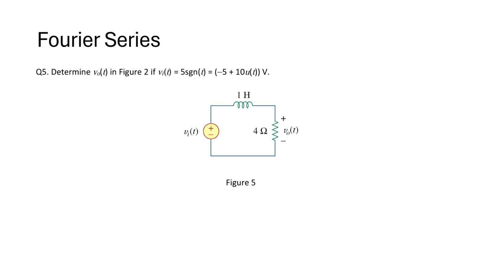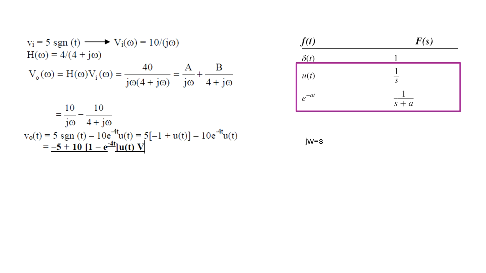Next, for Fourier series. Oh wait. Okay, so for question 5, determine V naught of t in figure 2 if Vi of t equals 5 signum t, equals -5 plus t u(t) volt. For this question, 1 signum is equal to 2 over j omega. Because the input voltage we have here is 5 signum, 5 signum will be 5 times 2 over j omega, which gives 10 over j omega.